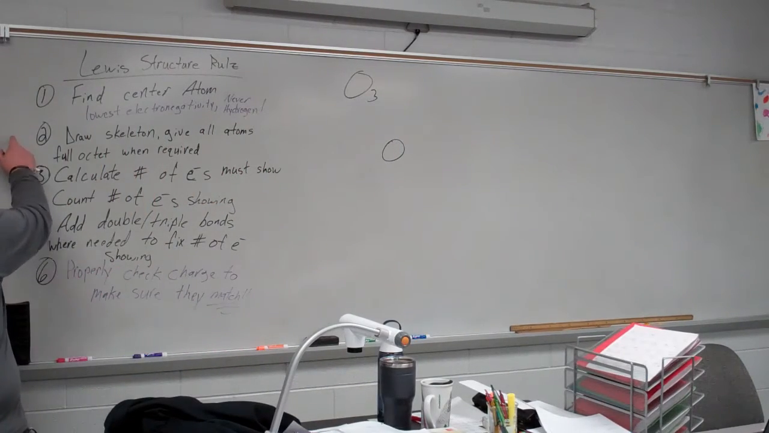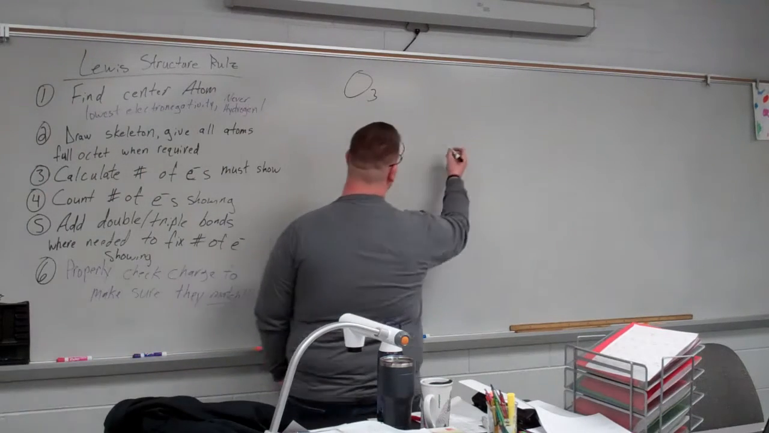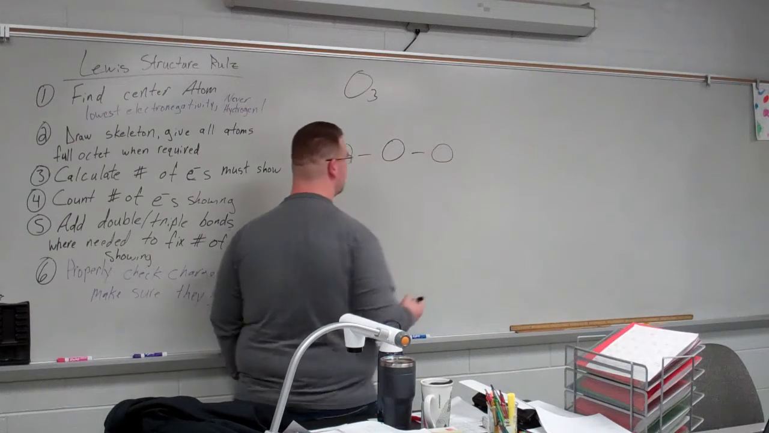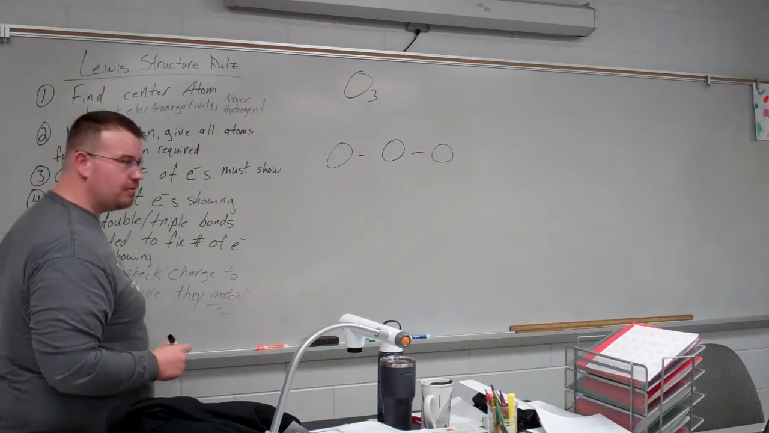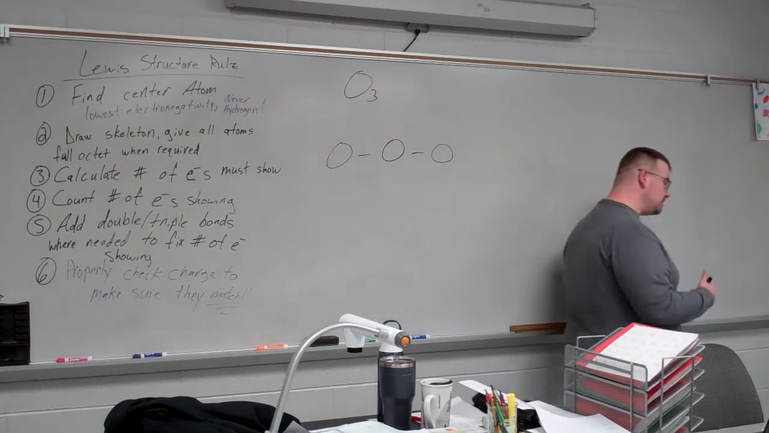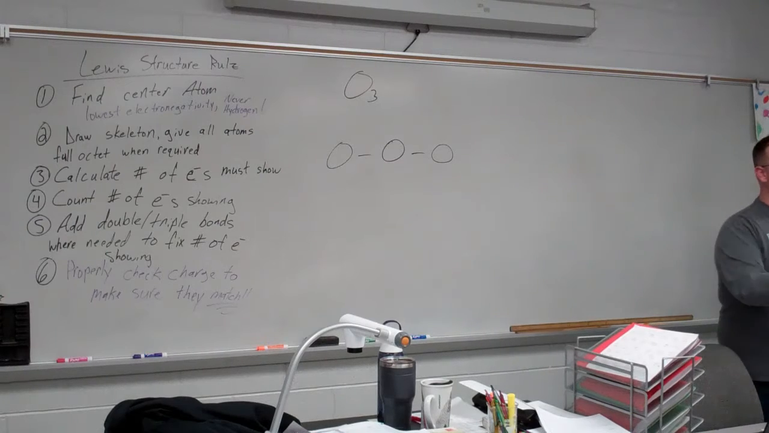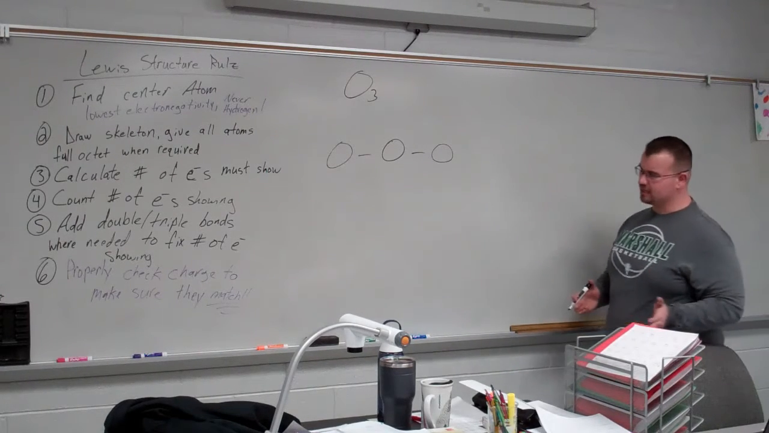I have finished them. Step 2, draw the skeleton of it. So the skeleton just has the other atoms bonded to it. Step 3, give all atoms a full octet when required. What we're talking about when we say when this is required, we're literally speaking of when they don't break the octet rule. Every one of them wants 8, except when they break the octet rule.